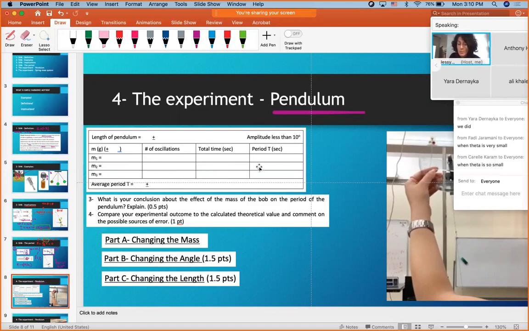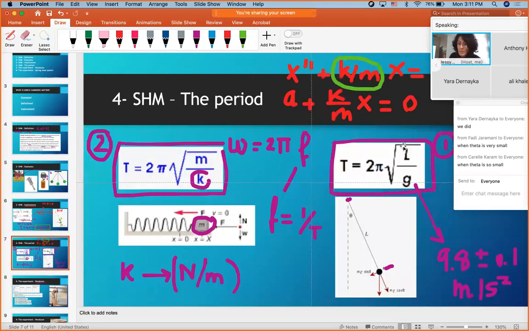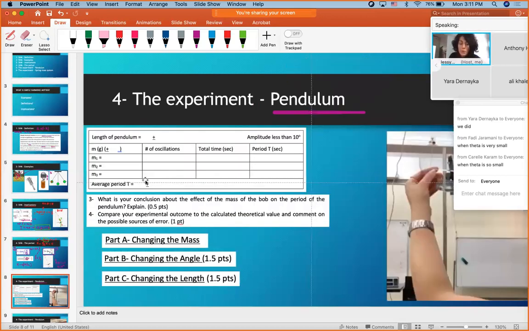You will see that the period is going to be the same because the mass will not affect your period. Look here again. If you look at the pendulum formula, you don't have the mass component. So it's going to give you the same answer, I hope. So find the average. The uncertainty on the average is called the RMS. Then they ask you, what is your conclusion about the effect of the mass on the period? You see if the mass is changing, whether the T is changing or not.